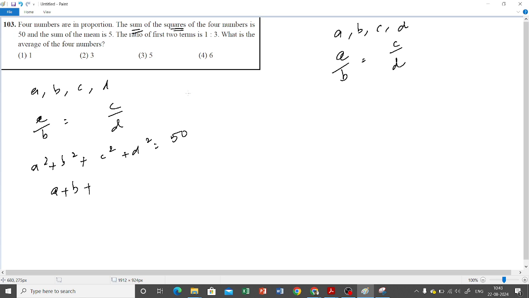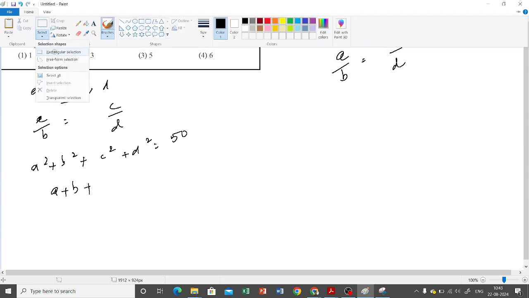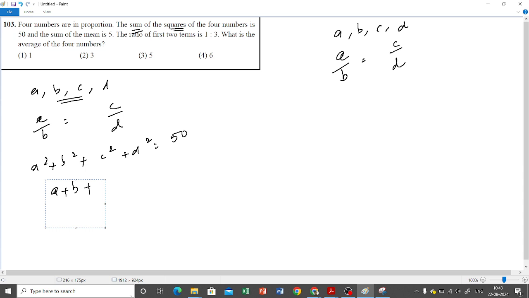স্যার সাম অফ দ্য মিনস মানে তো মাঝখানে দুটোর সাম হচ্ছে 5, আর সাইডের দুটোকে তো এক্সট্রিম বলা হয়। মাঝখানের দুটো মিন, সাইডের গুলো এক্সট্রিম। ঠিক আছে। Okay, so means কোনগুলো? Means is b and c. So sum of the means, that means b plus c is equal to 5.